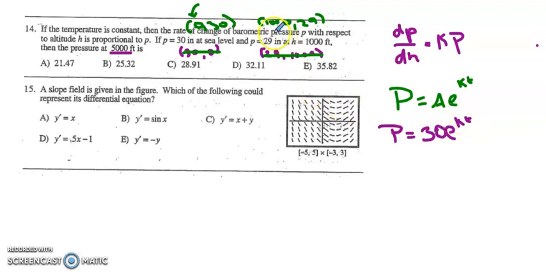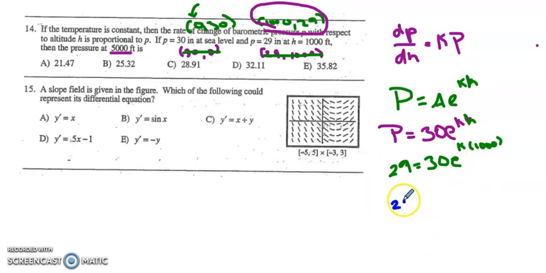So now we can use this other point, (1,000, 29), to solve for K. So we put in P of 29, and instead of T, we're going to put in 1,000. I should have probably used an H there, by the way, when I integrated. So that should be an H, and that should be an H. And then I need my calculator to find out what K is. I think I'm going to do myself a favor, though, and divide by 30. So I get 29 over 30 equals e to the 1,000K.